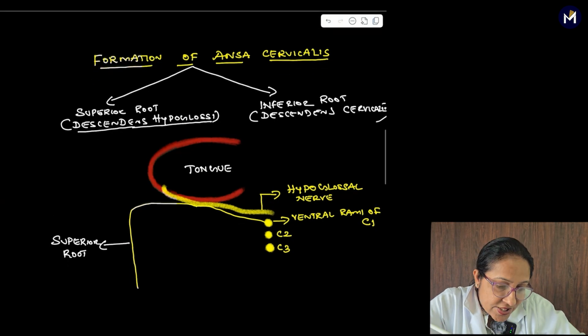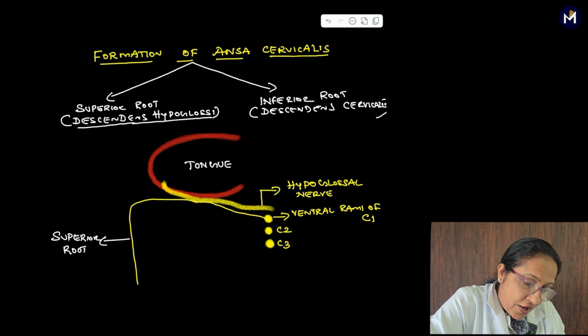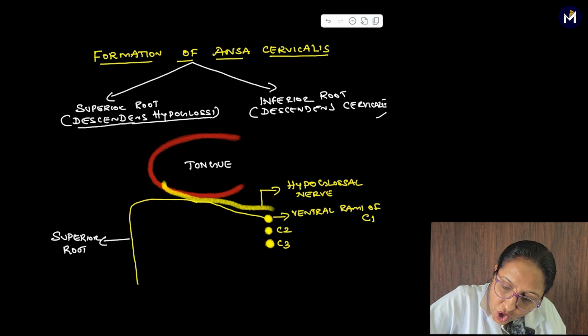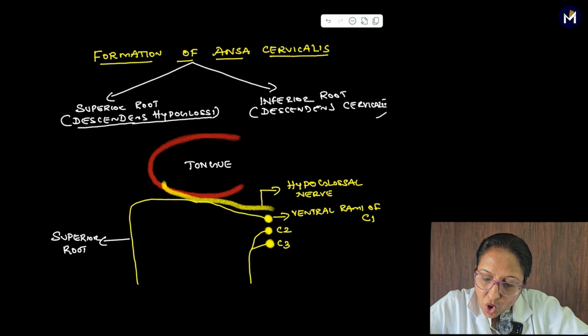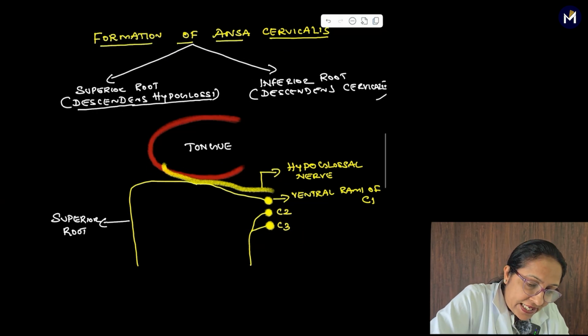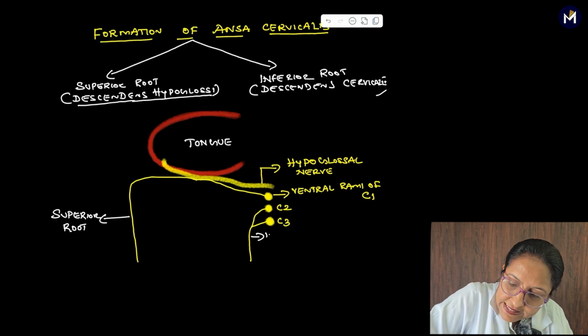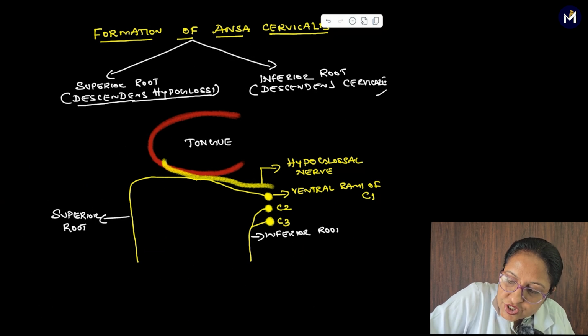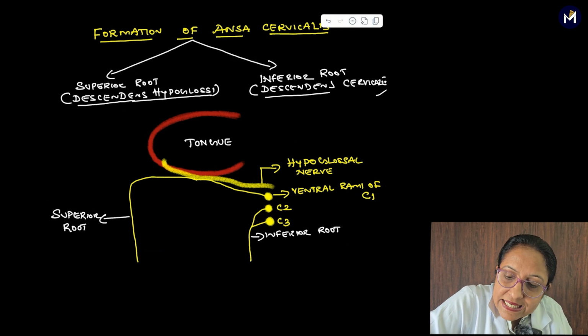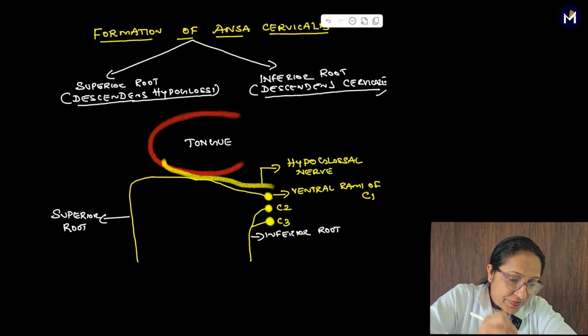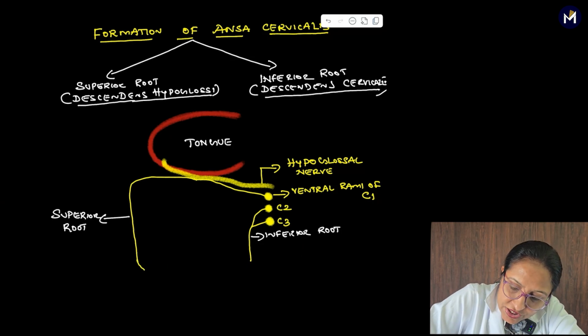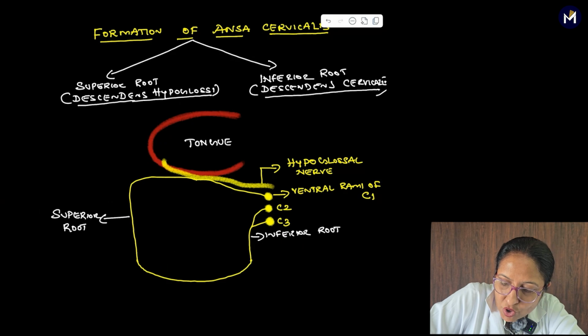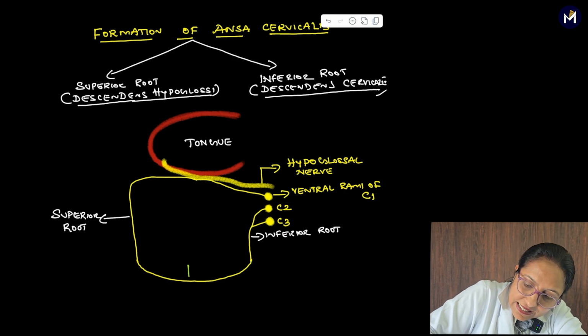The C2 and C3 will join together and form another root here. This is called the inferior root, which can also be called descendens cervicalis. Now, both the roots will join and this is called Ansa cervicalis.